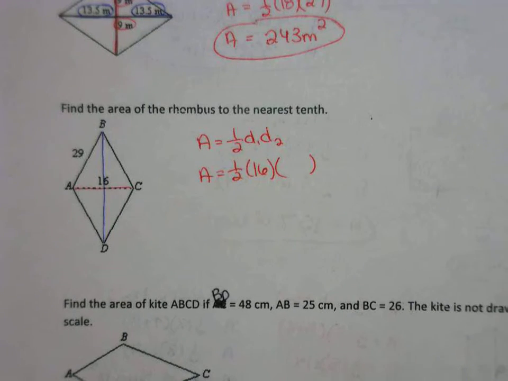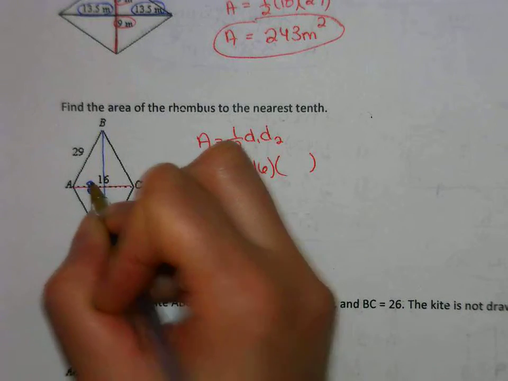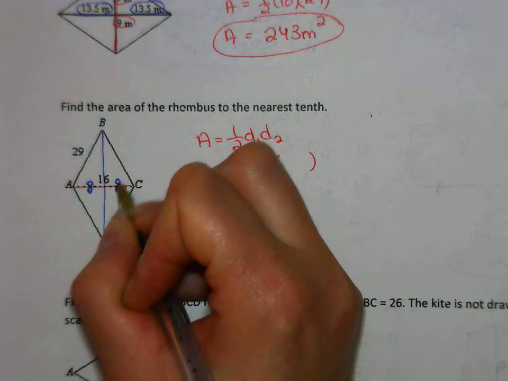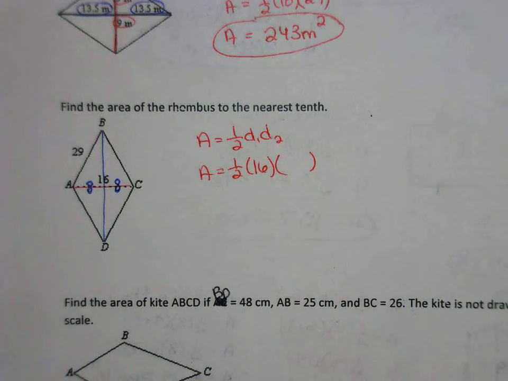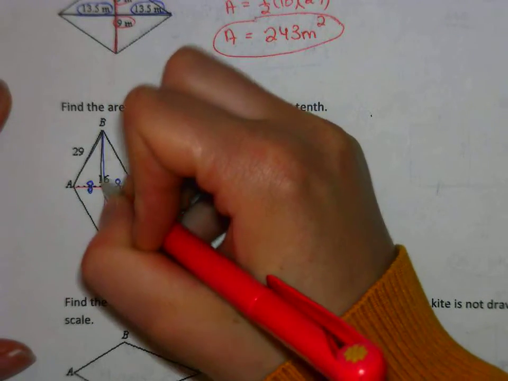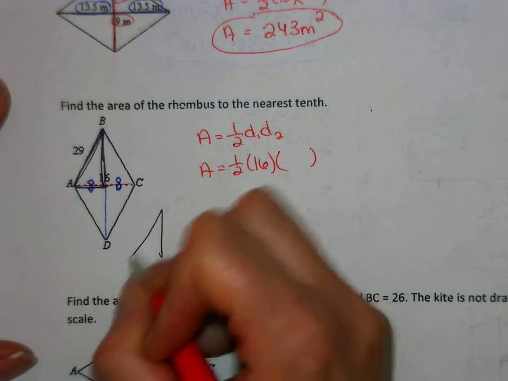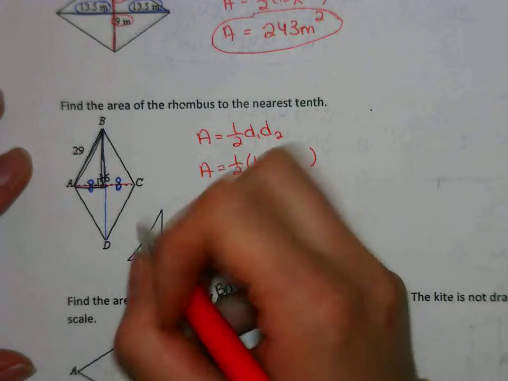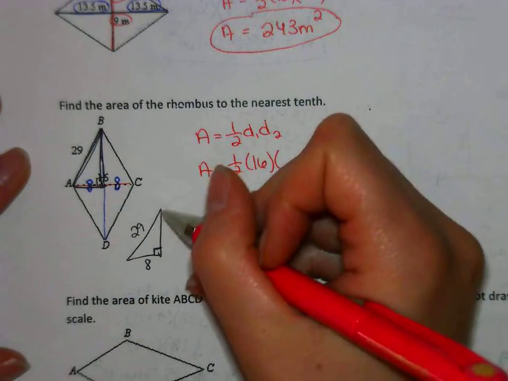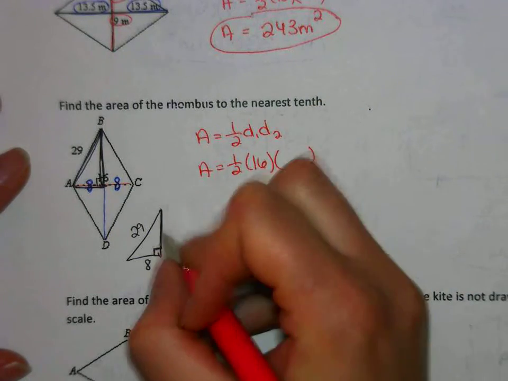Now in the rhombus, remember, the diagonals bisect each other. So if the whole thing was 16, we know that this chunk is 8, and this side is also 8. So those two segments are 8. If we just take a look, we can pull out this triangle. So I'm only looking at that. You know, our right angle was in here. We know this side length is 8, and this is 29. So what we're missing is this segment of our rhombus right here.